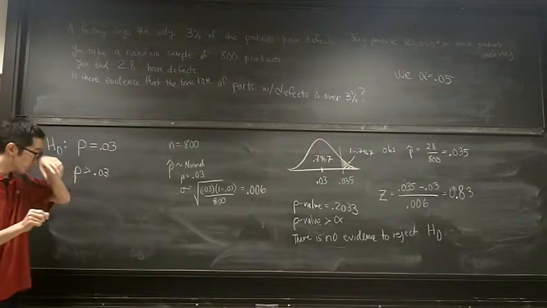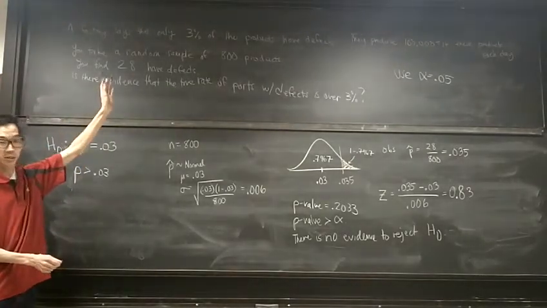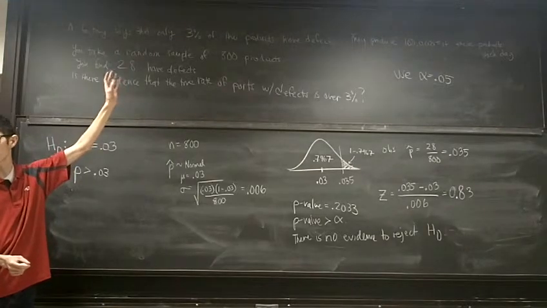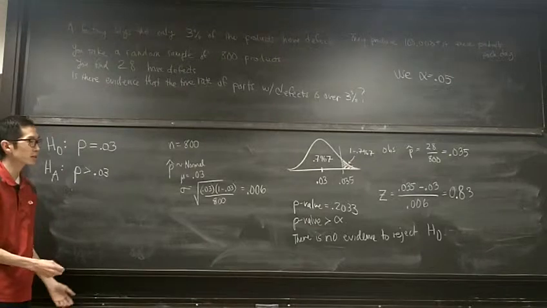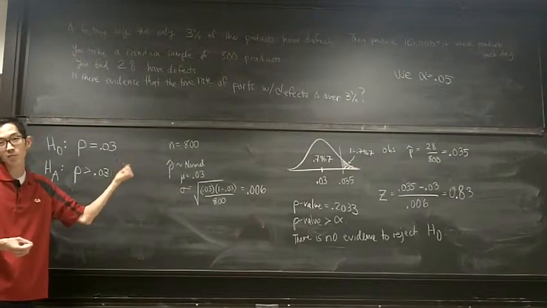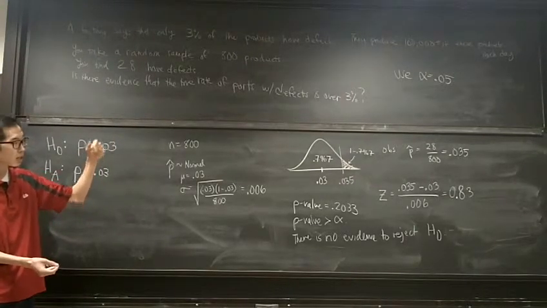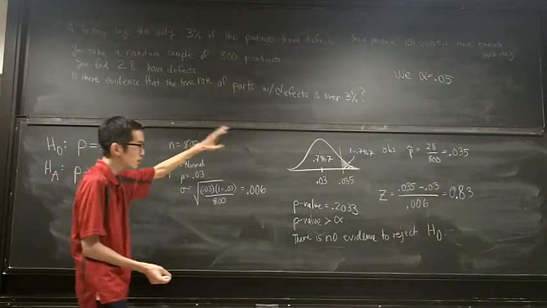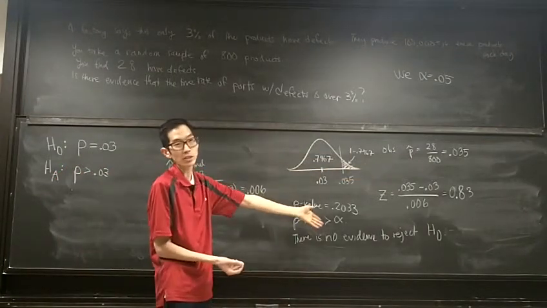And this is what's going on. The factory says only 3% of their parts have defects. We took a sample of 800 parts, and what did we find? Not 3%, but 3.5% had defects. Is that a big difference or not? According to the statistics, according to the math, it says it's not a big difference.